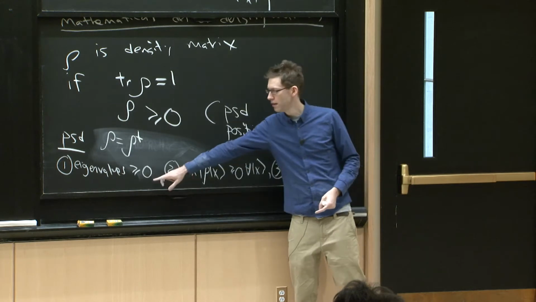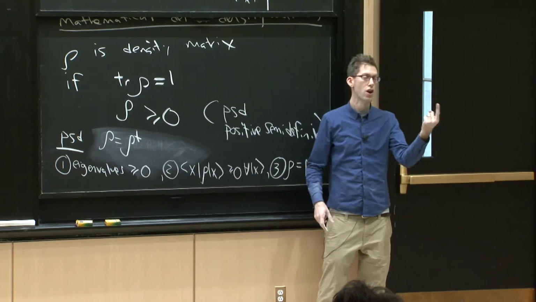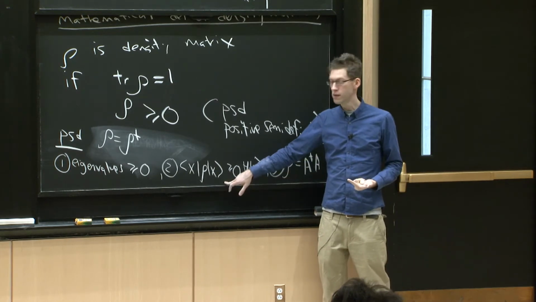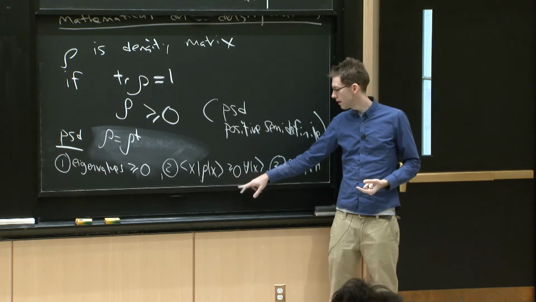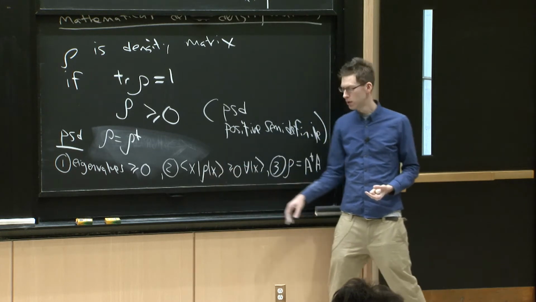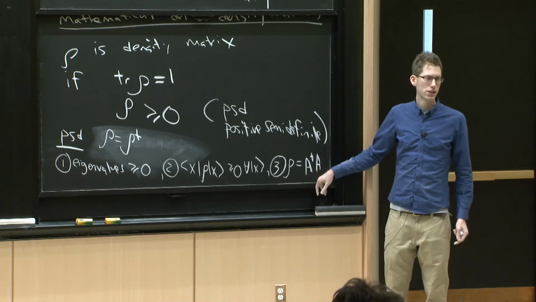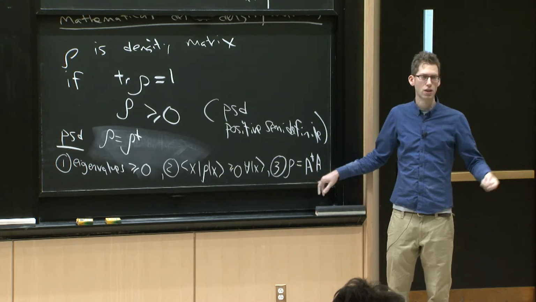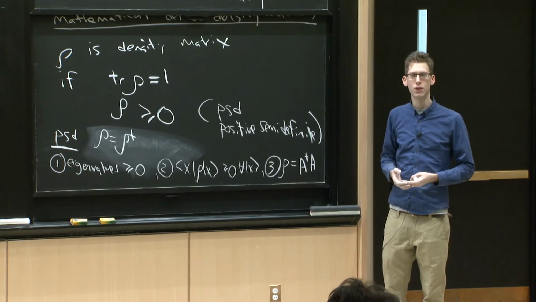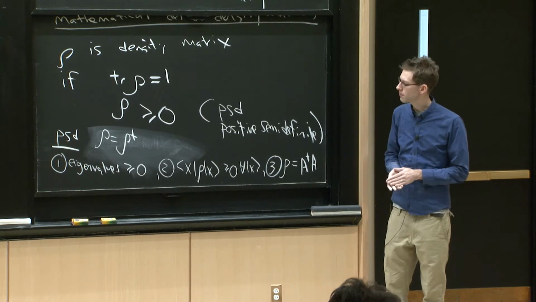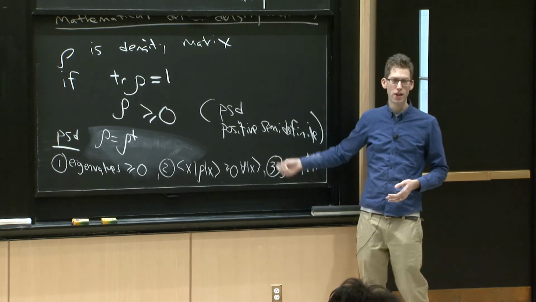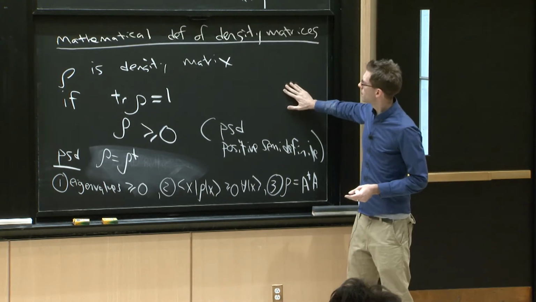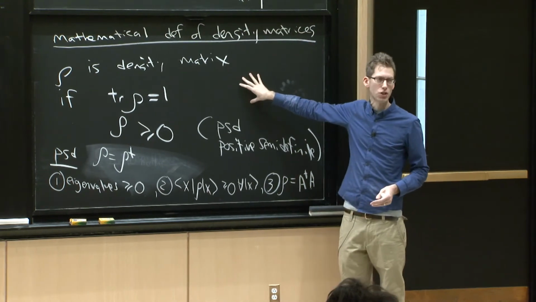Right? If it's 1 by 1, the matrix is, that number is the eigenvalue. So that should be greater than or equal to 0. This property right here is also equivalent to that being a non-negative number. And finally, this says that the number can be written as a complex number times its complex conjugate, which again is true if and only if the number is non-negative. But of course, PSD generalizes this to matrices. So this is a mathematical characterization of density matrices.